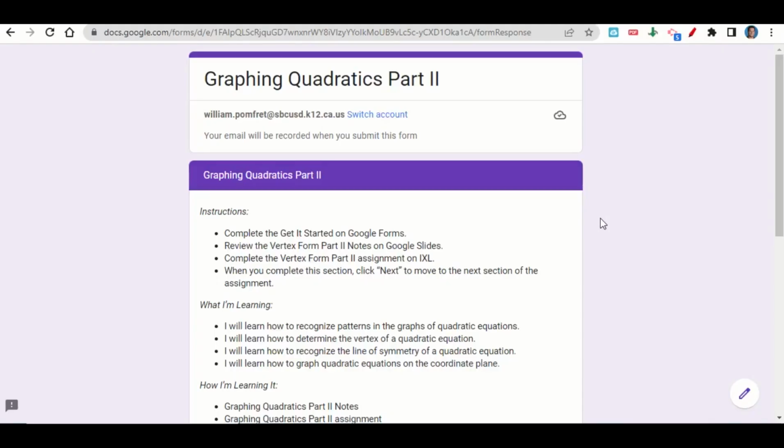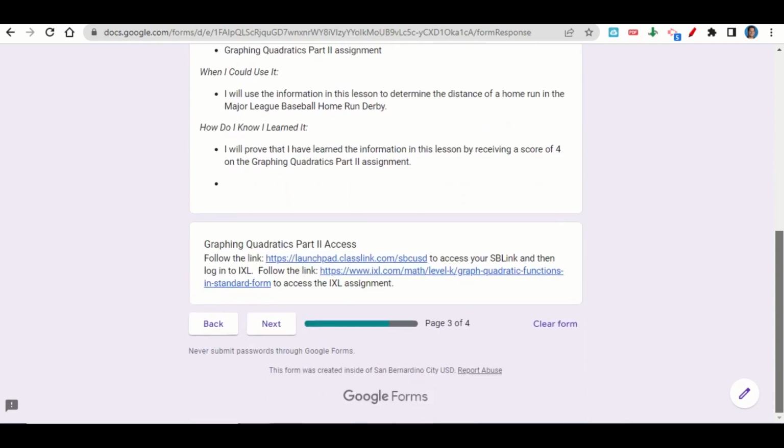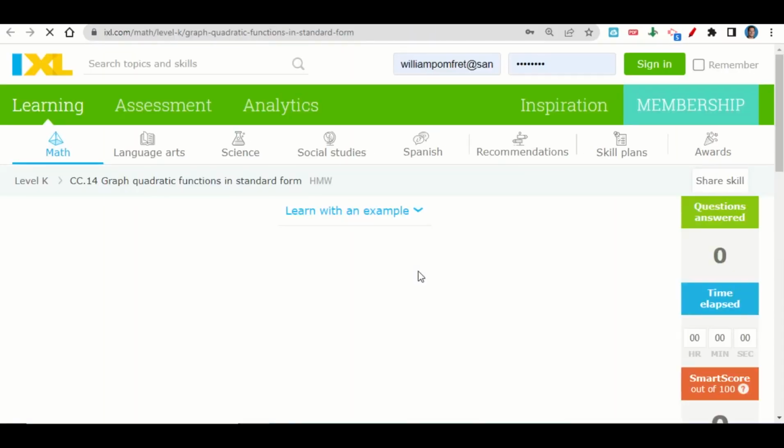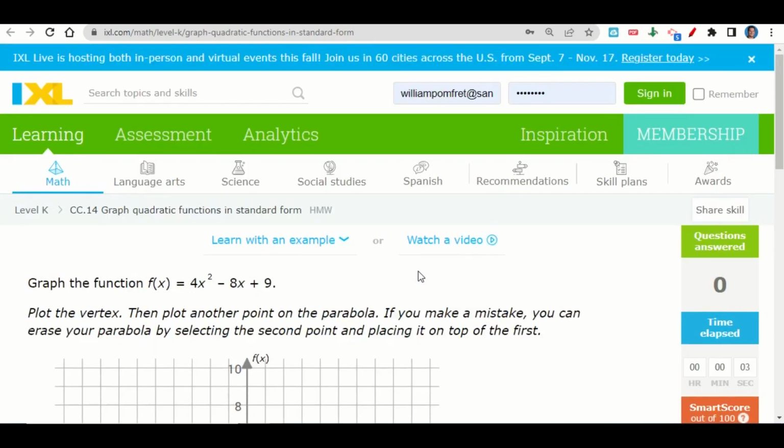Let's take a look now at the Graphing Quadratics Part 2 assignment. The assignment begins with the learning goals and success criteria. If we scroll down, there's a link here that'll take you to SBLink. This will allow you to access your IXL activity. So go ahead and log in, and then once you've logged in, return to this page and click on the link to go to your IXL activity. And it should take you to a page that looks like this.